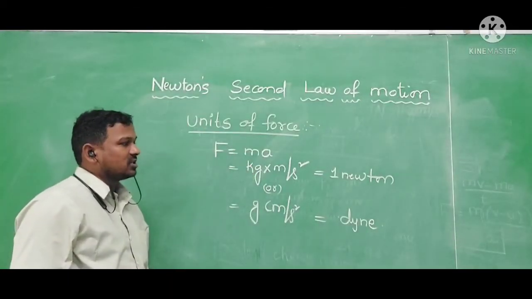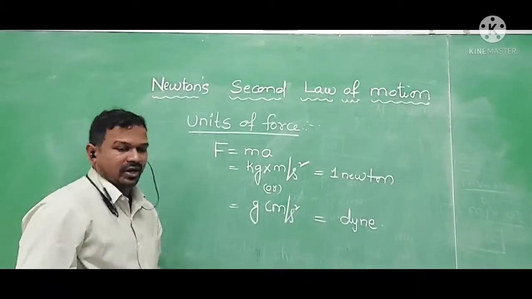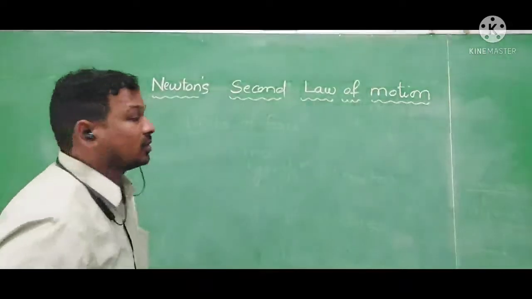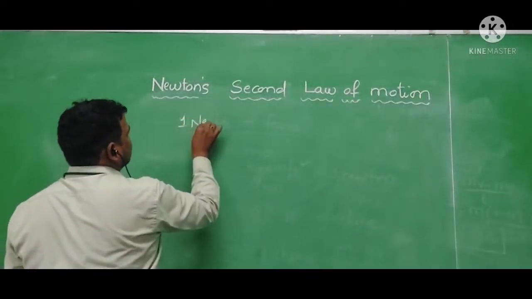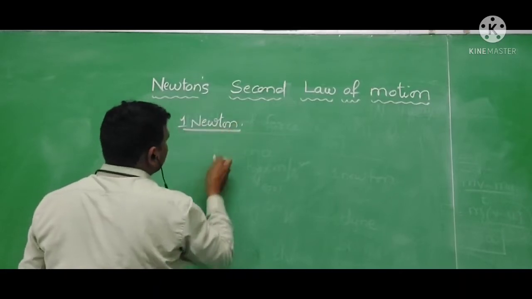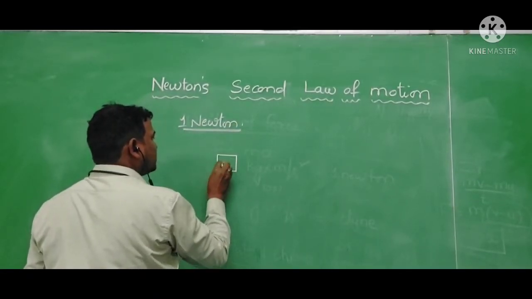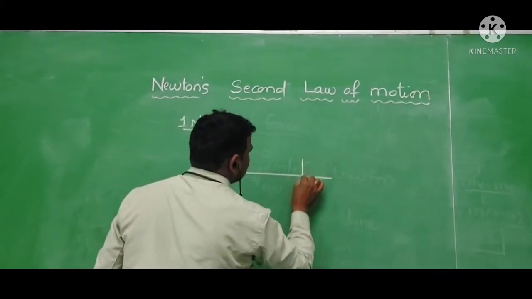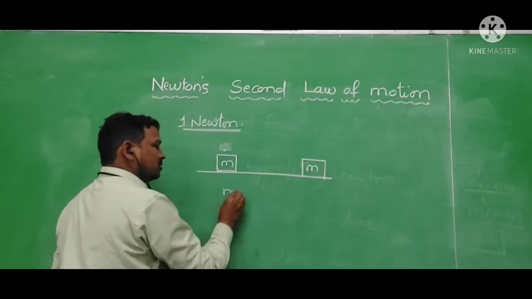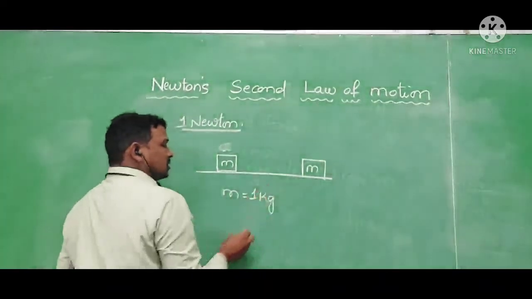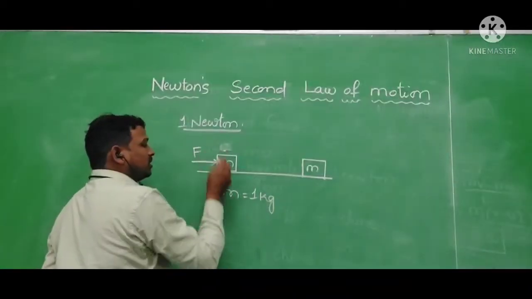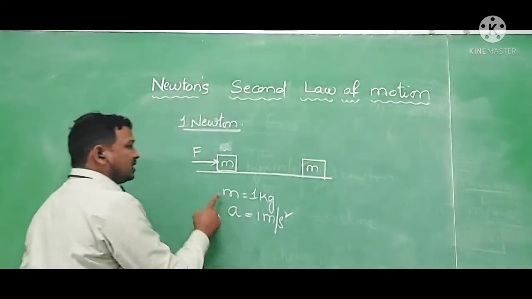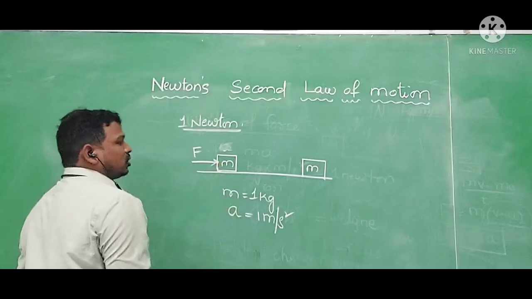Now we are going to see what is meant by 1 Newton and what is meant by 1 dyne. One Newton means if any body has a mass of 1 kg, then by applying some force, the body shows an acceleration of 1 meter per second square, then the force applied on this body is said to be 1 Newton.